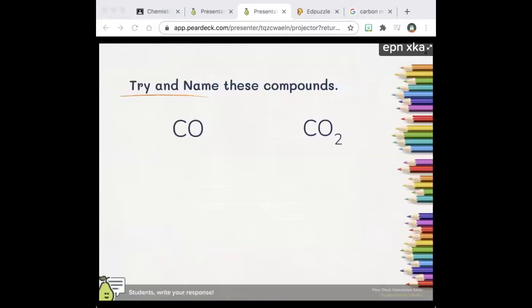Last example for the day before I set you off on your merry ways, we have CO versus CO2. If we named these the same way we named ionic compounds, these would both be called carbon oxide. But these are not the same thing. Okay, you can either type your answer in the Pear Deck or you can just let us know. Does anybody know what either one of these are officially named and you're more used to naming them that way?